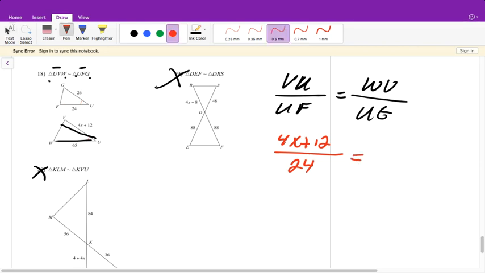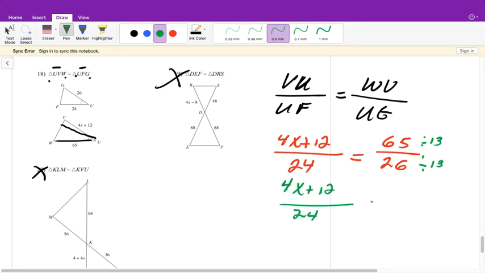All right, so then we set it equal to WU, which is going to be 65, over top of UG, which is 26. And in this one, we can reduce because 13 goes into both of these. So it will be 4x plus 12 over 24 is equal to 5 over 2.